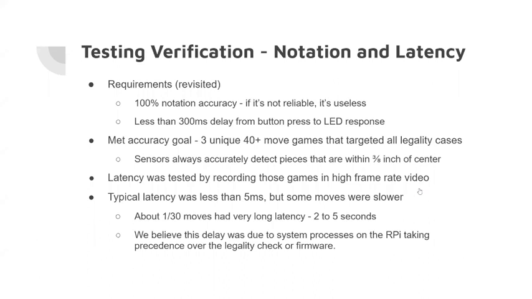The latency was tested by recording those games with high frame rate video and looking at the individual frames of the video from where the button was pressed to when the lights turn on. That's how we timed it. And we found that the typical latency was less than 5 milliseconds, which was very fast, but some moves were slower. It was about 1 in 30 moves that had very long latency of like 2 to 5 seconds. And we believe that this delay was due to system processes on the Raspberry Pi taking precedence over the legality check or the firmware. And since none of us have a strong OS background, we weren't really able to diagnose this further.